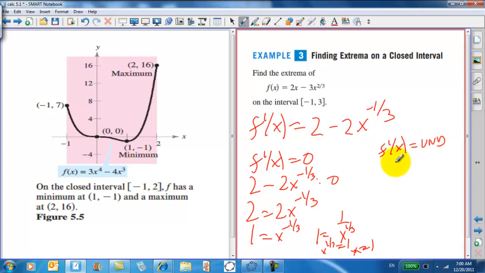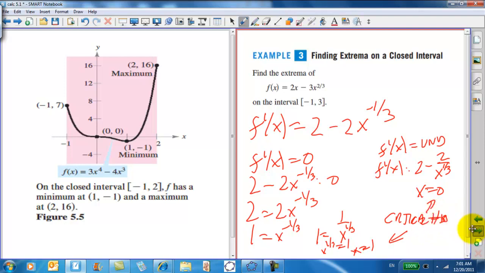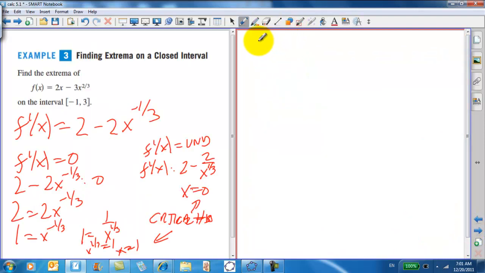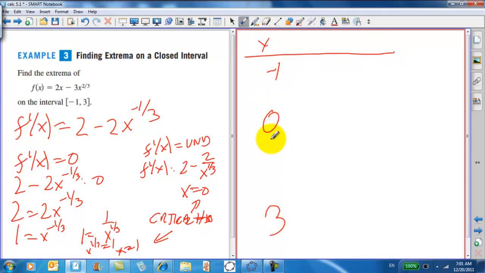When is it undefined? Because f'(x) = 2 - 2 over x^(1/3), when x = 0. So we have two critical numbers, at x = 0 and at x = 1. And we also have to consider the endpoints of the interval. So here are our considerations for x: -1 and 3, the endpoints of the interval, and also 0 and 1 as the critical numbers. And let's look at the value of the function at each of these.